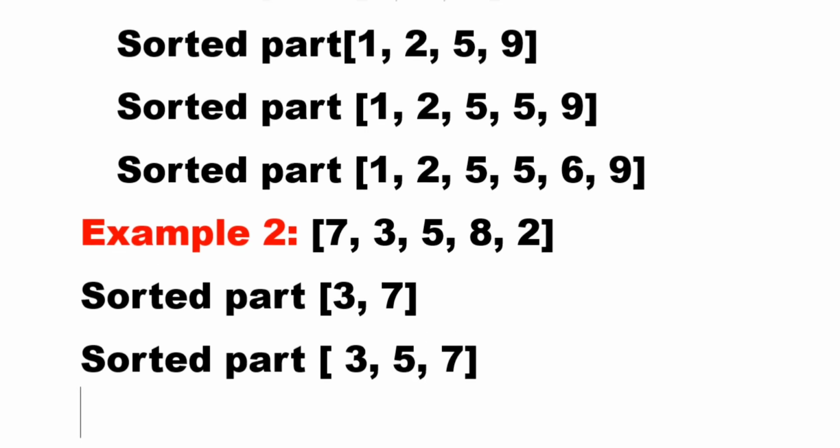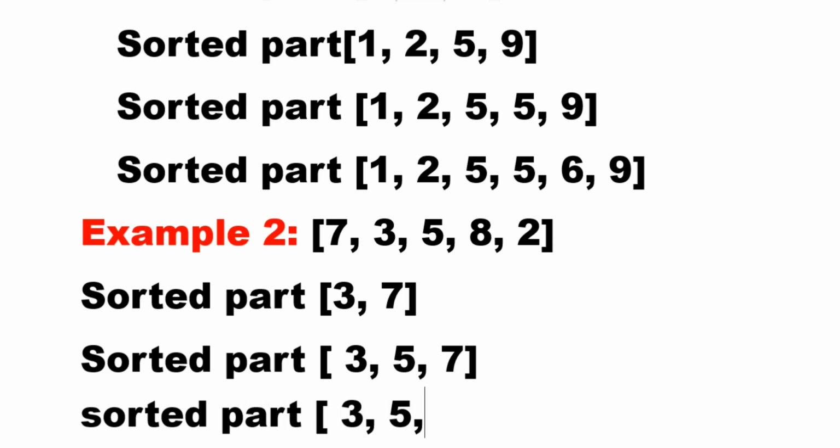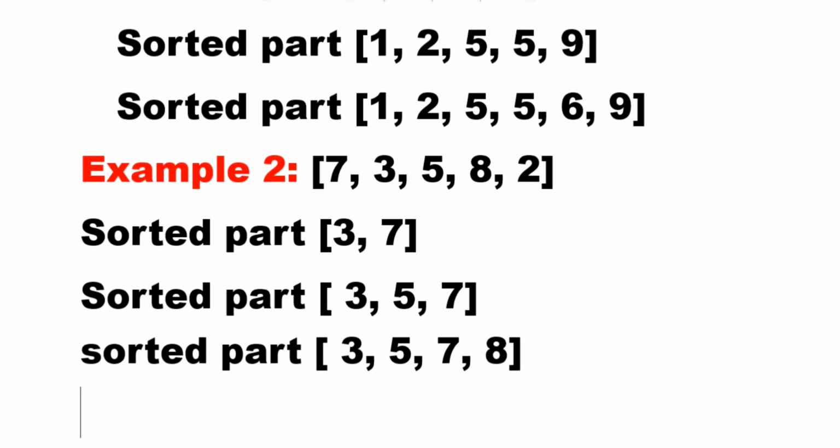Next, compare the fourth element with 3 and 7. Is 8 greater than 7? Yes. We need to insert it after the 7. 3, 5, 7, 8. This is the sorted part. The unsorted part is 2.